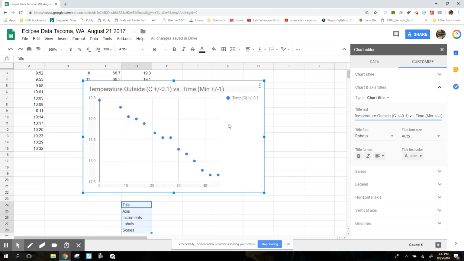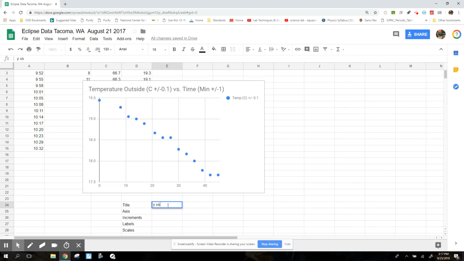Now I've got a correct scientific title here: temperature outside, Celsius, plus or minus 0.1, versus time, units minutes, with an uncertainty of plus or minus 1. So yes, you have to put your units and uncertainties here as well. And remember that this is going to go y versus x.